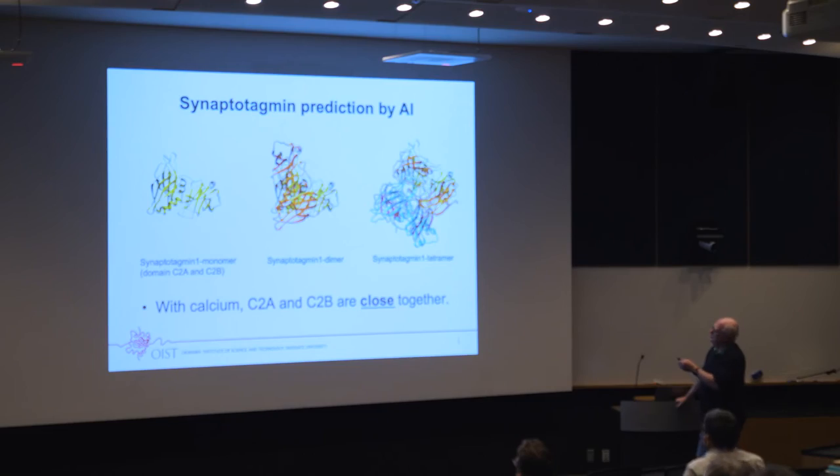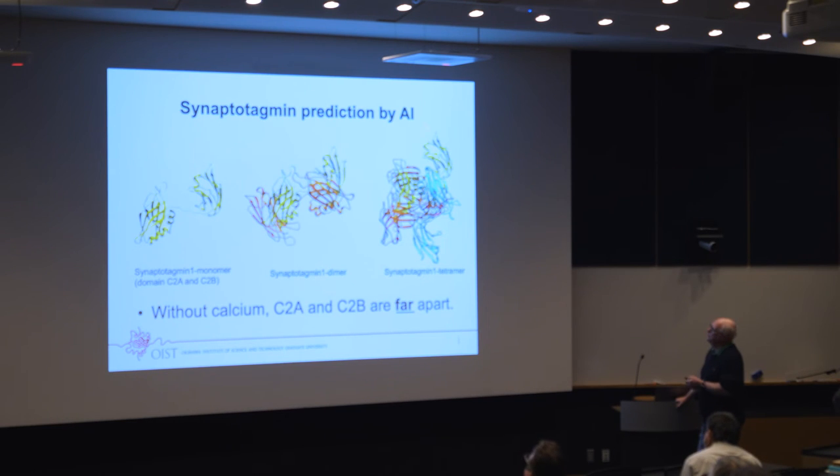So here are more AlphaFold predictions. This one is for the monomer, domain C2A and C2B. And then you start to make a dimer and a tetramer. And this is with calcium, so they are close together. And on this one, you see the same prediction again by having them further apart. Well, we have looked at those and compared with what we see from tomography, and then one can see that maybe the prediction is not so good when the structure is complicated. So it needs a lot more work, simply, for that to be trustworthy yet.